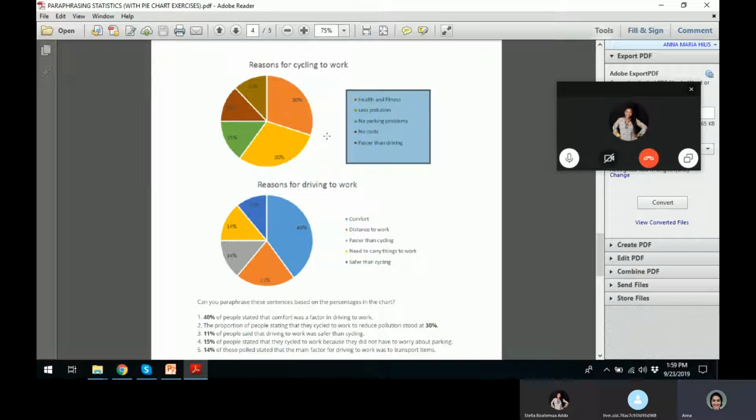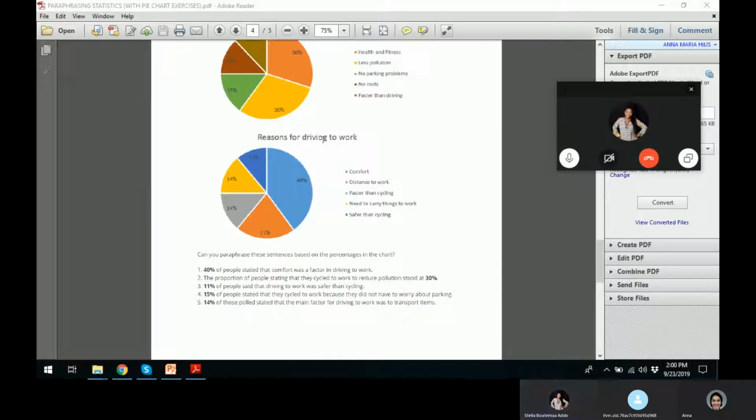Health and fitness is 30%. Less pollution is 30%. No parking, 15%. No cost, 13%. Faster than driving is 12%. So these are reasons for cycling. And then reasons for driving: comfort is 40%. Distance to work is 21%. Faster than cycling is 14%. Need to carry things to work is 14%. Safer than cycling is 11%.